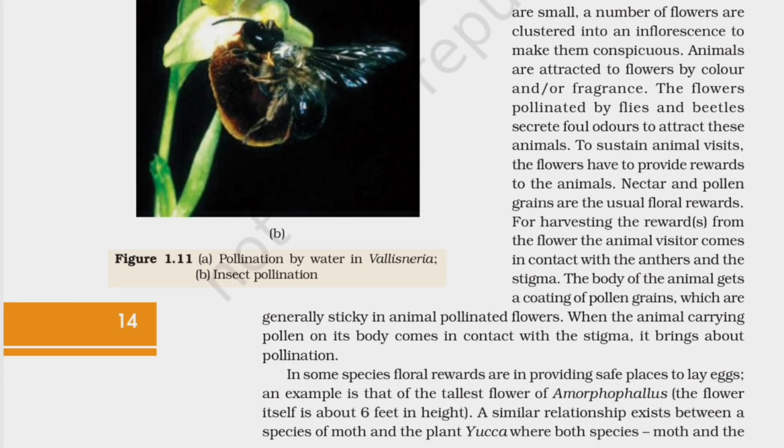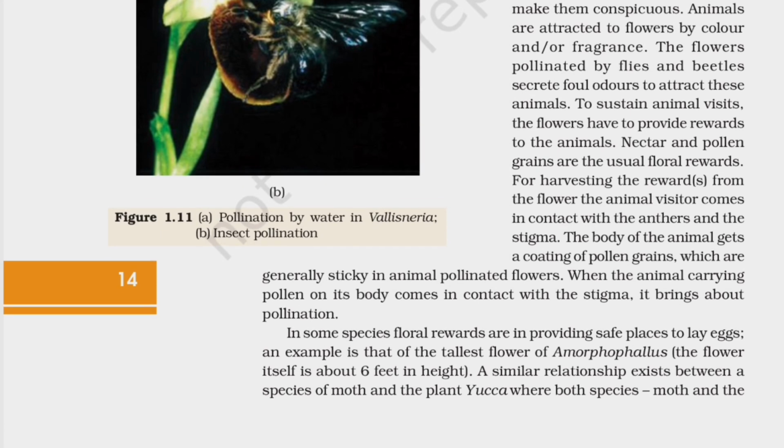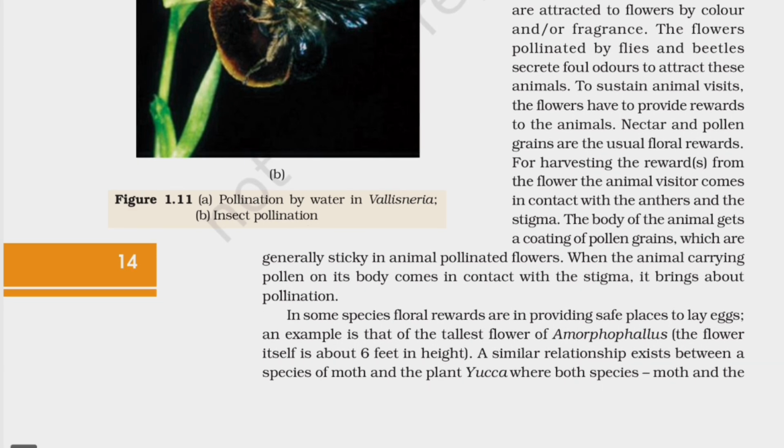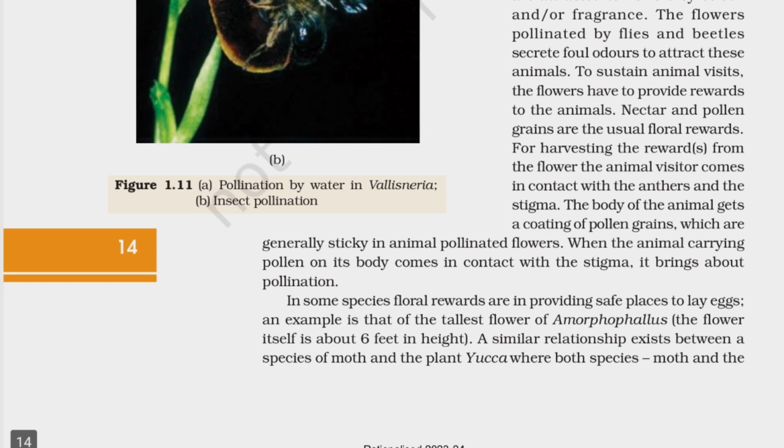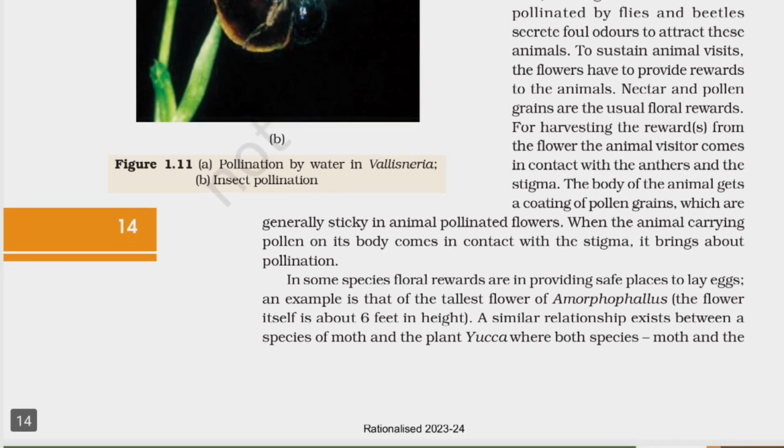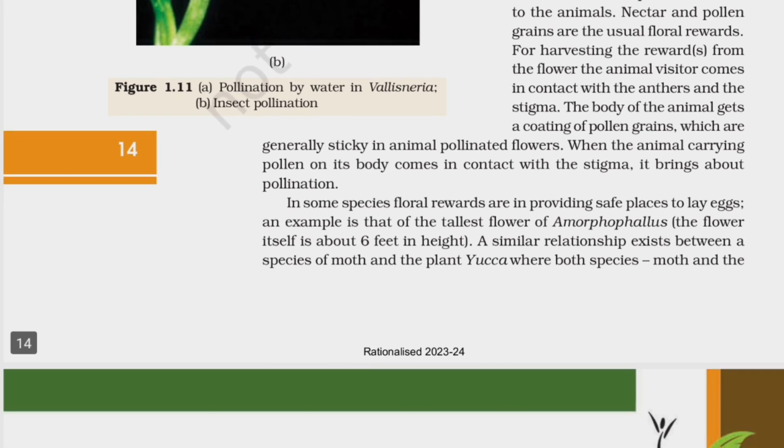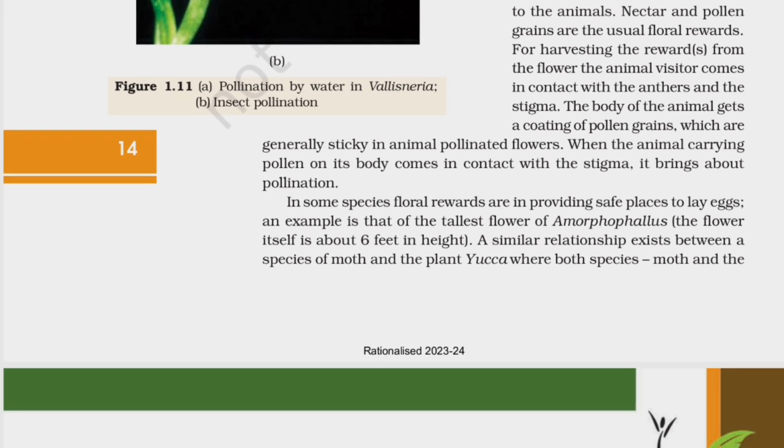To sustain animal visits, the flowers have to provide a reward to the animal. Nectar and pollen grain are the usual floral rewards. For harvesting the reward from the flowers, the animal visitor comes in contact with the anther and stigma. The body of the animal gets a coating of pollen grain, which are generally sticky in animal pollinated flowers. When the animal carrying pollen on its body comes in contact with a stigma, it brings about pollination.